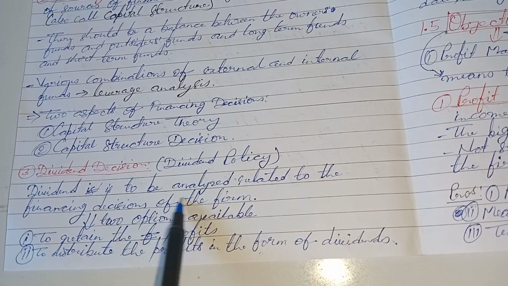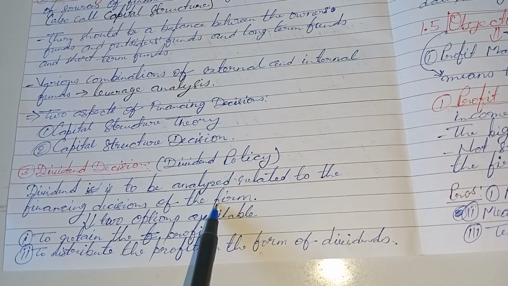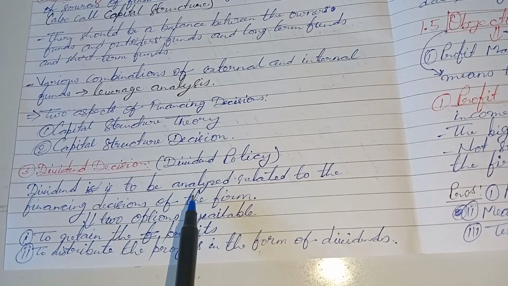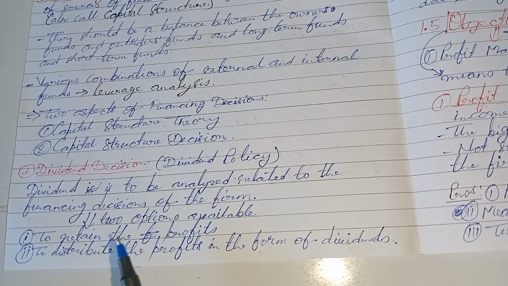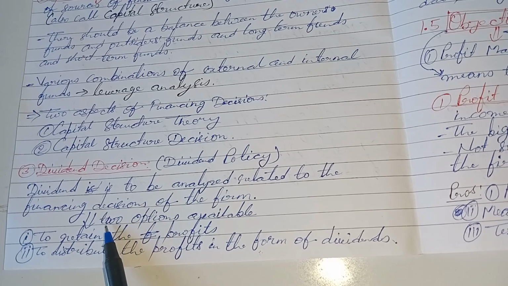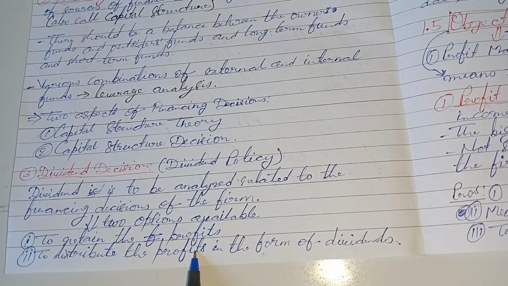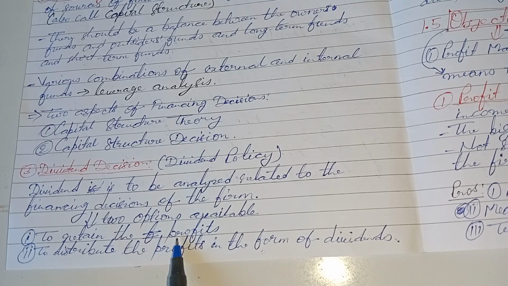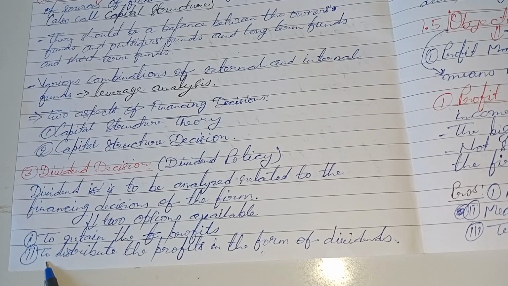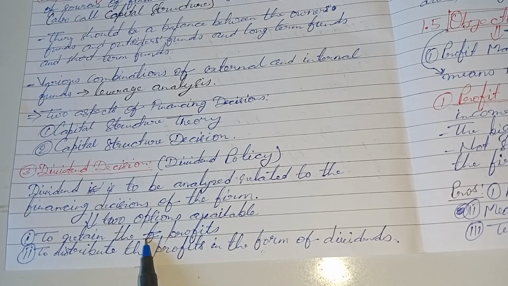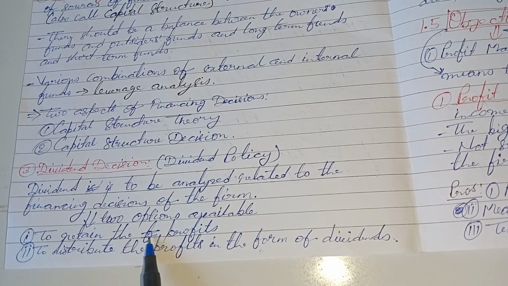Dividend is to be analyzed related to the financing decision of the firm. It means how much dividend should be paid to the shareholders, and how much should be retained by the organization for further investment. Those decisions are taken by the finance managers. Two options are available here. First is to retain the profit. Whatever profit the organization gets can be retained for further investment, so that the organization can be expanded.